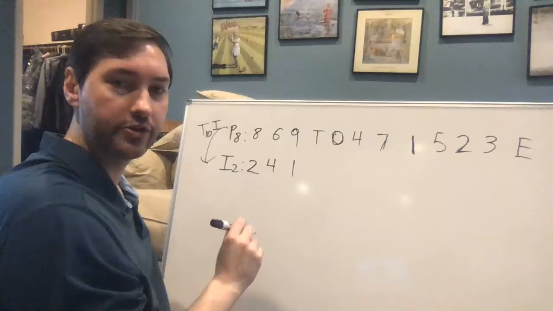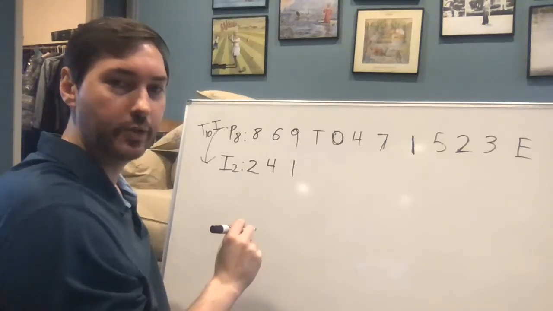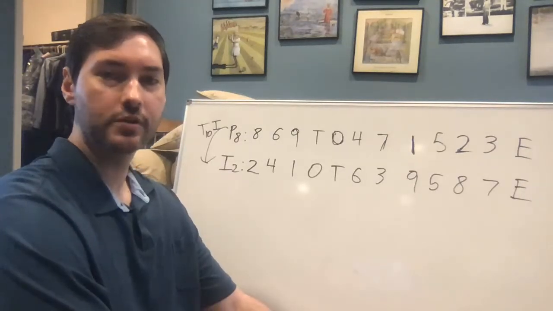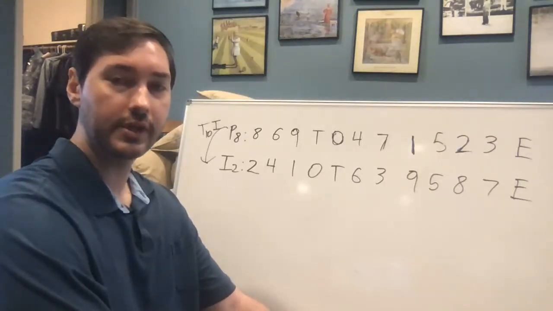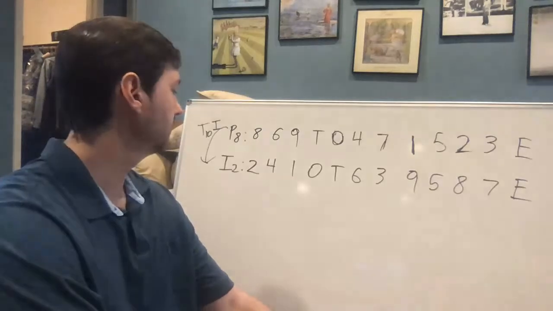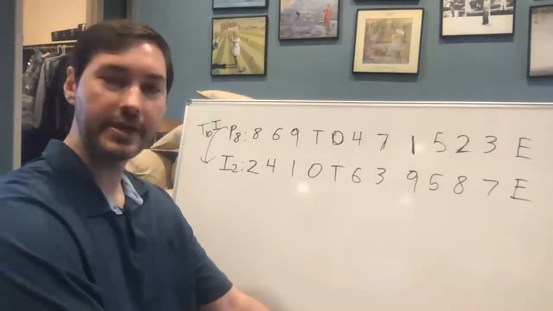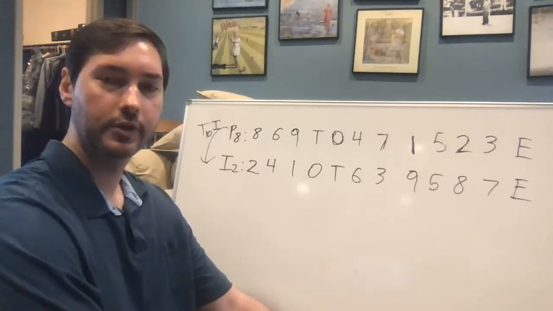Pause the video now and try this out on your own, and let's see what I get. Okay, here's my result. Check to see that you got the same thing. Again, what should result is a 12-tone row when going from P to I.